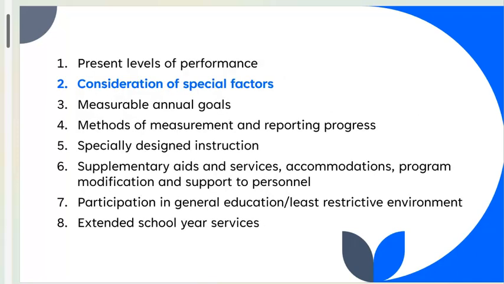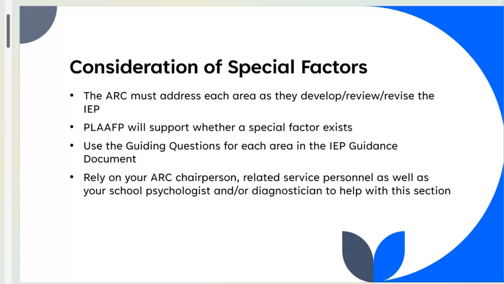So the second part of the IEP process that I want to talk about in this video is consideration of special factors. The consideration of special factors are a number of areas that you must address before or as you are developing or reviewing or revising an IEP document. The present level of academic and functional performance will support whether or not a special factor exists. That present level of performance is very important in developing the IEP document.